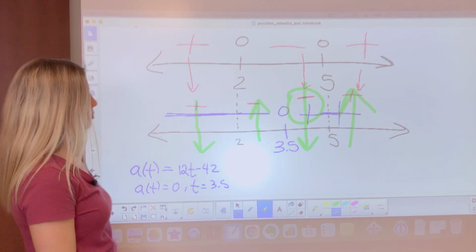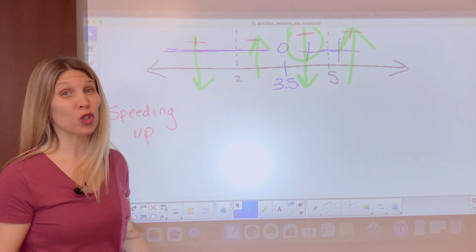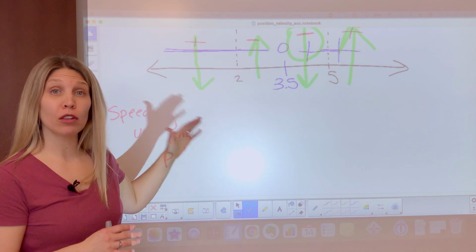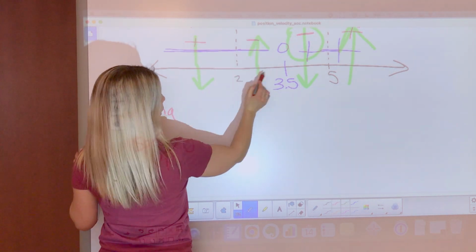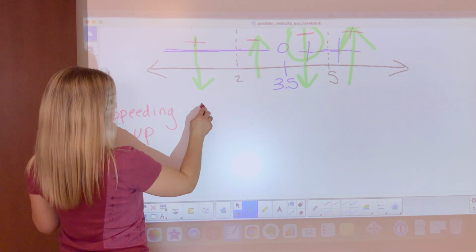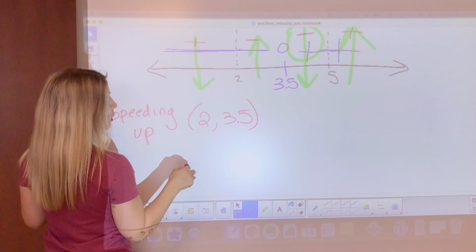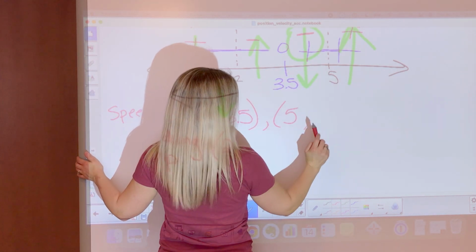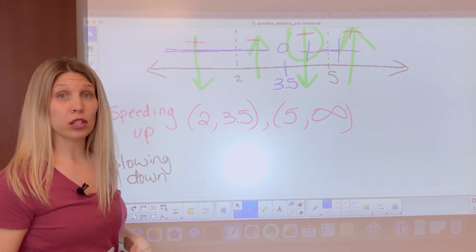It's a lot. So now we need to identify which intervals are speeding up and slowing down. Again, when the signs are the same, they're speeding up. So let's look at the number line analysis and see where they're the same. They are the same right here, where I did an arrow going up, between 2 and 3.5. And it's also speeding up from 5 until infinity.